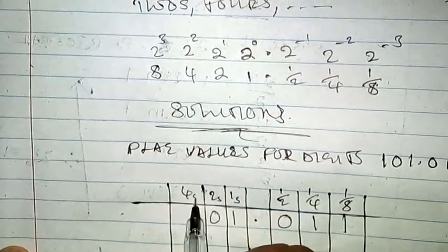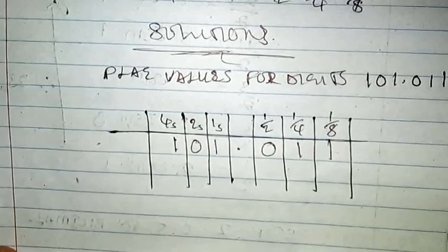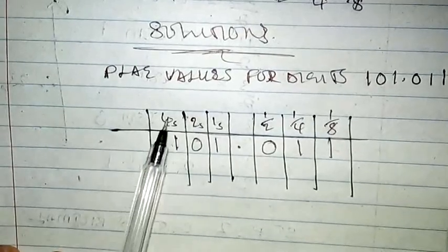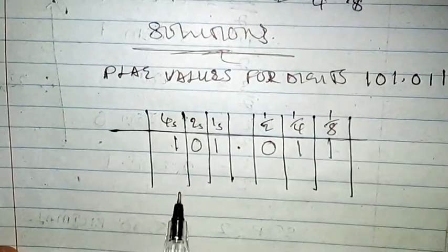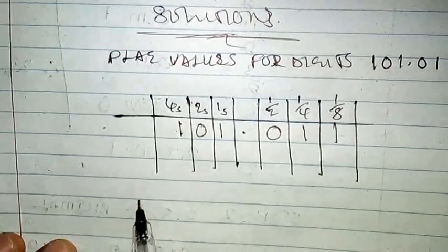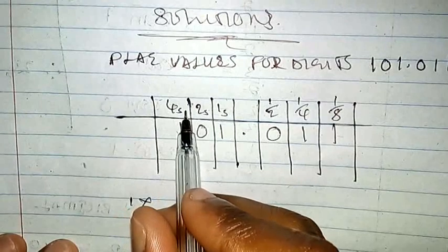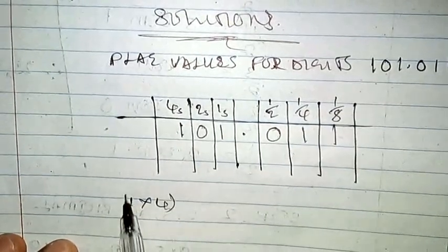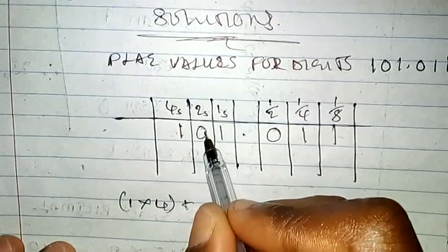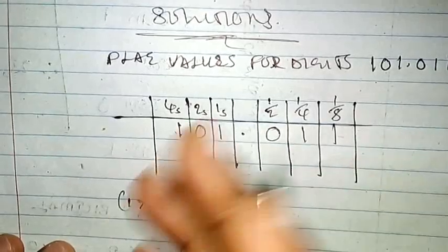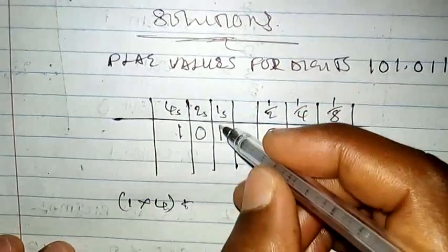The 4s. Okay, so now if you want to solve this problem, we have to multiply each digit by its given place value. So we're going to start like so. What is 1 times this, the 4's place? So 1 times 4. Then we're going to add. Since this is 0 and we already know that 0 times any number is 0, there's no need of using up these numbers. Let us go to the 1.